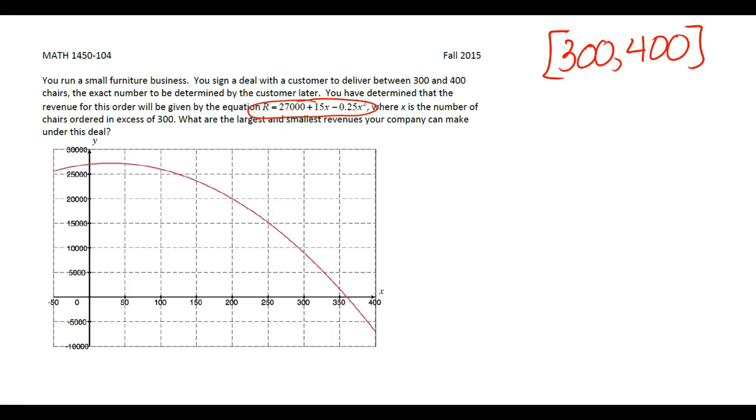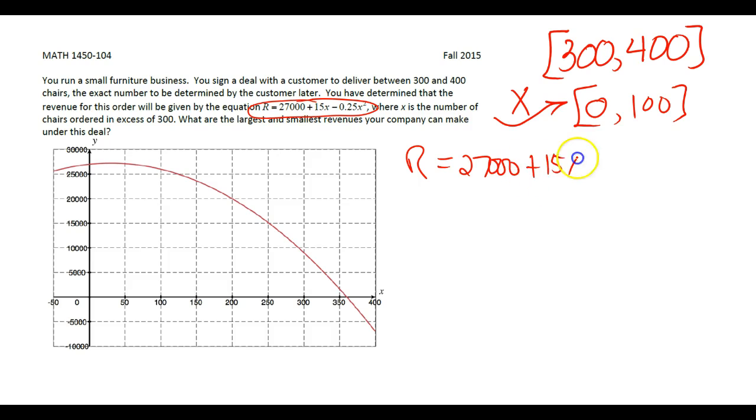What are the largest and smallest revenues your company can make? Keep in mind, if x is the number in excess of 300, we need to revise this closed interval to be 0 and 100. Okay? So we're going to take r, here it's 2700 plus 15x minus 0.25x squared.